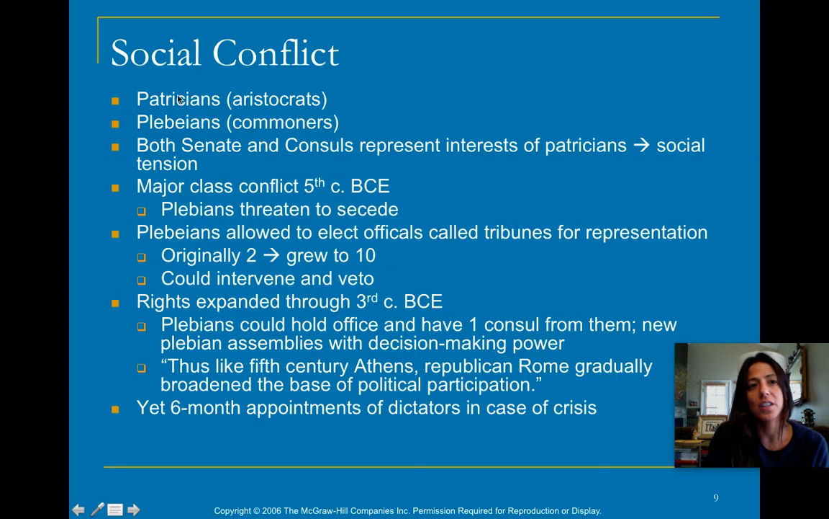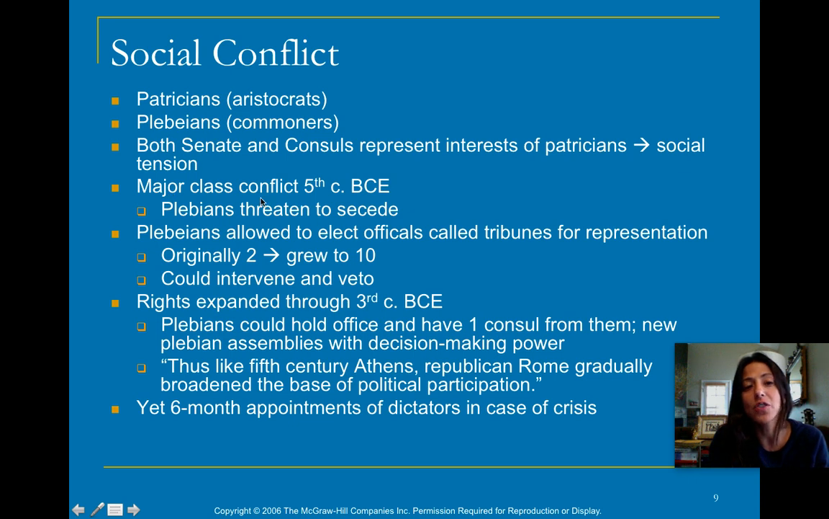Now, as I mentioned, there are two social classes, the patricians, which are the aristocrats or the rich, and the plebeians, which are the commoners. Sometimes we shorten this to plebs. So if you hear me say that, that's what I mean, the plebeians. So at first, both the Senate and the consuls were mostly representing the interests of the patricians, and that's going to lead to social tension because the plebeians are going to feel like no one's listening to them. They're not able to have their voices heard. Things are not going to benefit them.